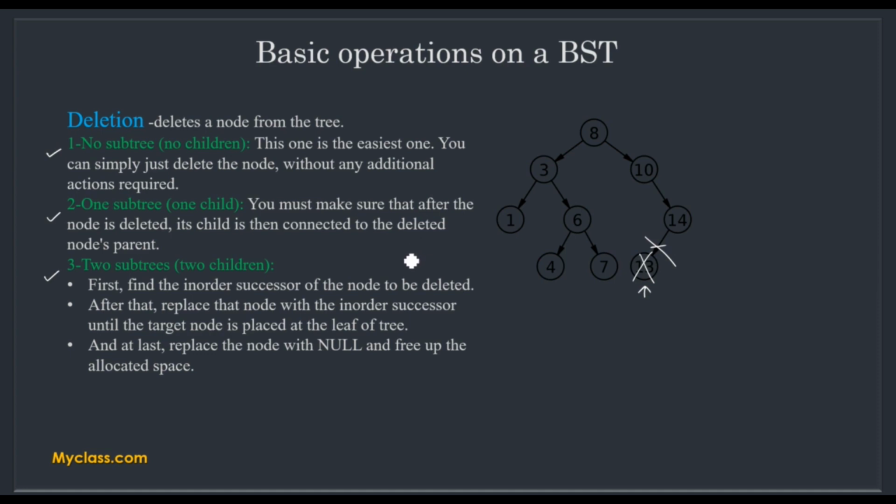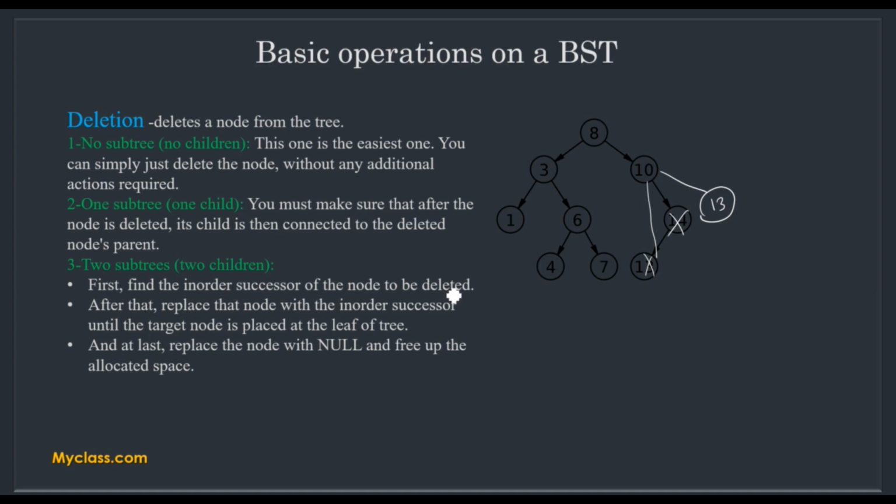The second case is one subtree, one child. You must make sure that after the node is deleted, its child is connected to the deleted node's parent. That is the second deletion. For example, if you want to delete 14, which has one left child, the step is to ensure the following. We want to delete 14, whose parent is 10, so in the place of 14 we replace 13. As the right child, 13 takes its place, the old node is deleted, and the connection goes like this. That is the second case.